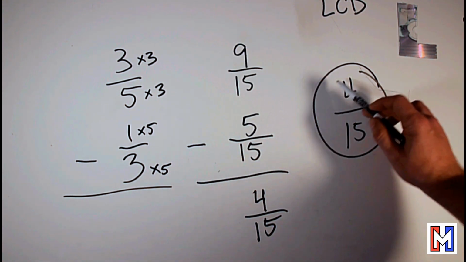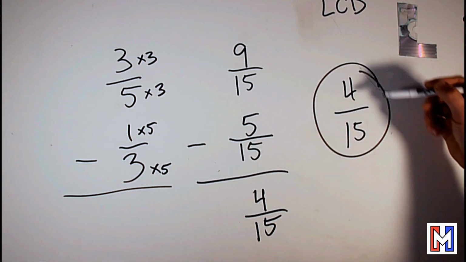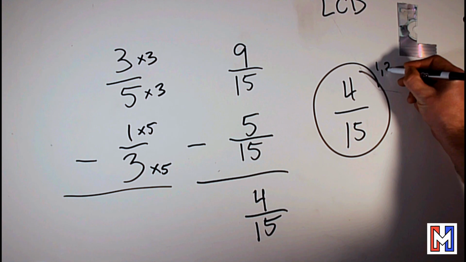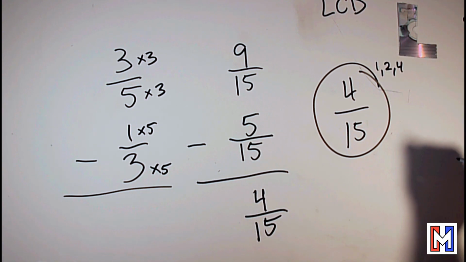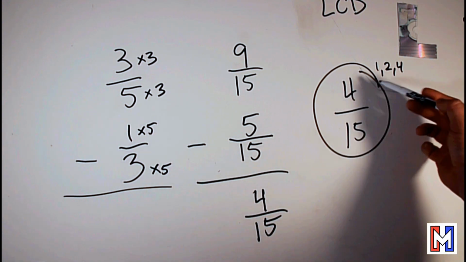I always choose the smaller of the two numbers and think of what numbers go into that. So what numbers go into 4? Well, 1, 2, and 4. Those are the factors of 4, the numbers we can use to multiply to get 4.